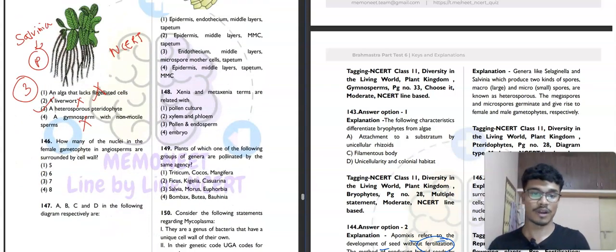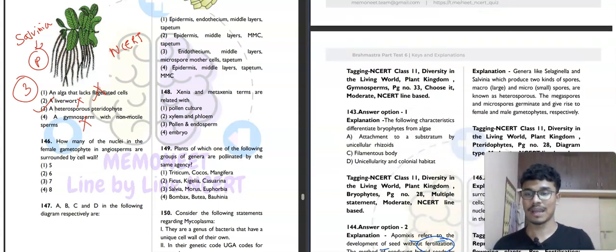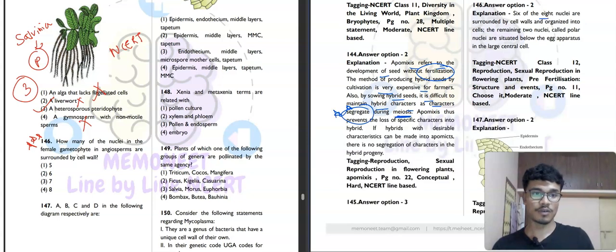Then question 146. How many of the nuclei in the female gametophyte in angiosperms are surrounded by cell wall? It is a very good question. It is clearly written in NCERT that 6 out of 8 nuclei are surrounded by cell wall and organized into cells. The remaining 2 nuclei are called polar nuclei. So how many of these will be surrounded by cell wall? 6. The second option is our correct answer.